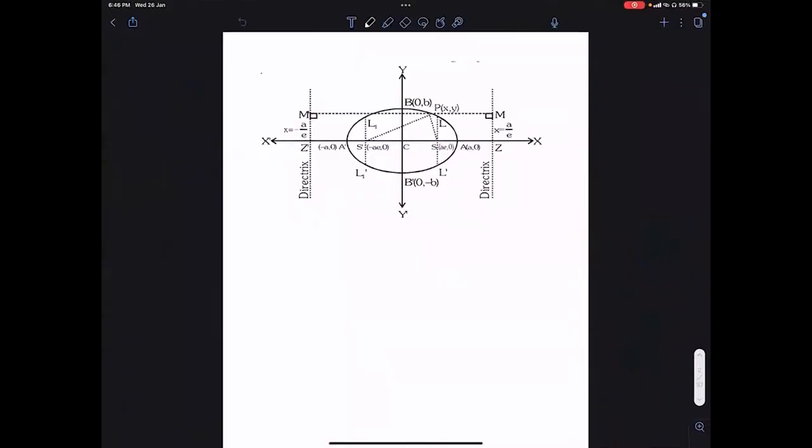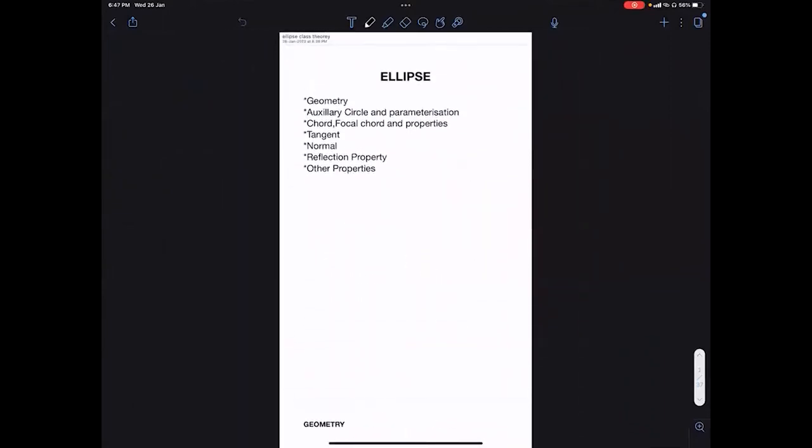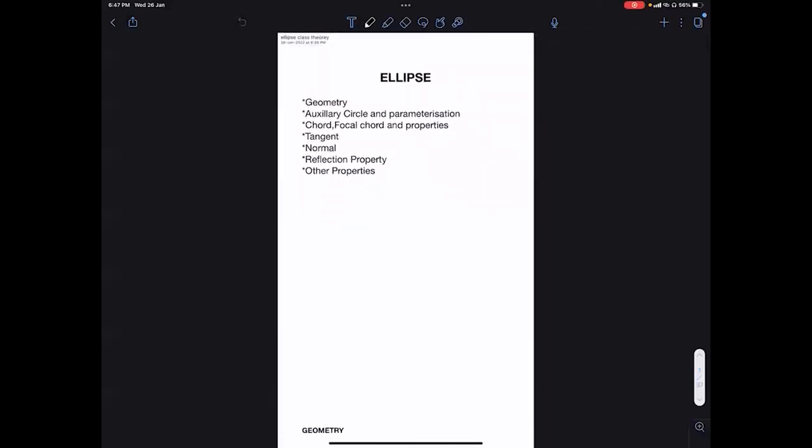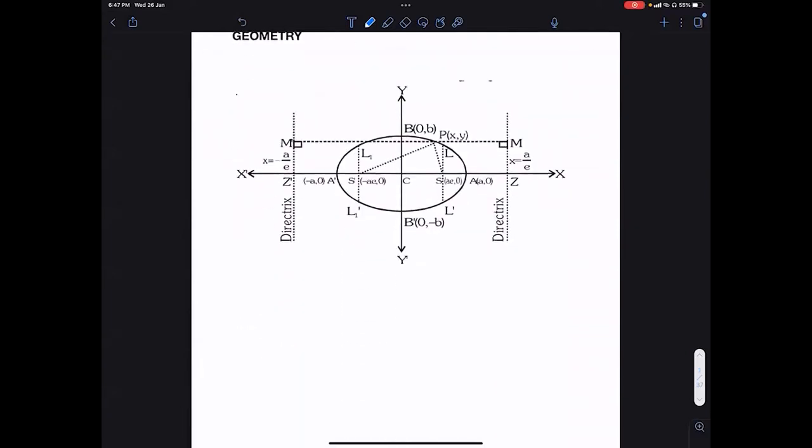Okay, so let us start with ellipse. Again, as we have discussed yesterday, it's more or less the same thing you have in ellipse which you have in parabola. The extra thing is auxiliary circle. That's all. Remaining all geometry and parameterization is there in parabola also. Then chord, focal chord, and all these things, tangents. Mainly these are the important parts. Okay, so let us quickly go.